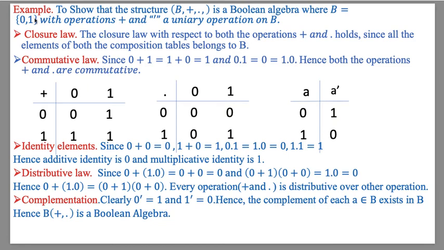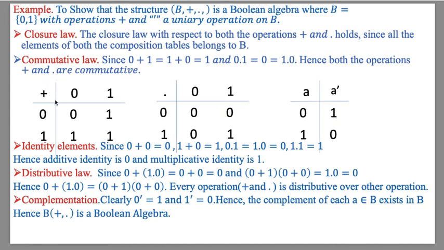First of all, we construct the composition table. We have only two elements, 0 and 1. We write in the top border row, and this side, 0 and 1. With respect to addition, 0 plus 0 is 0, 0 plus 1 is 1, 1 plus 0 is 1, 1 plus 1 is 1.